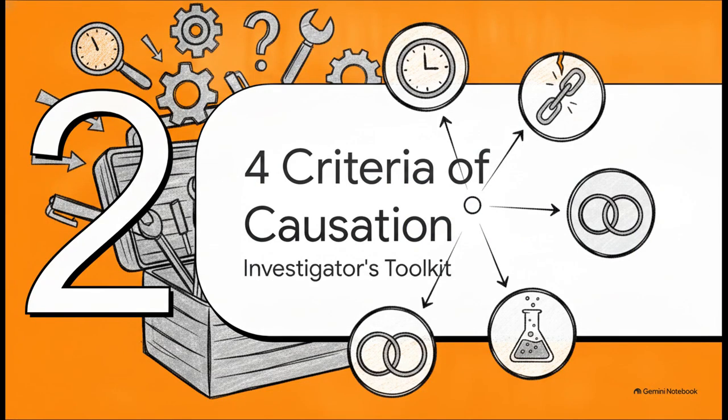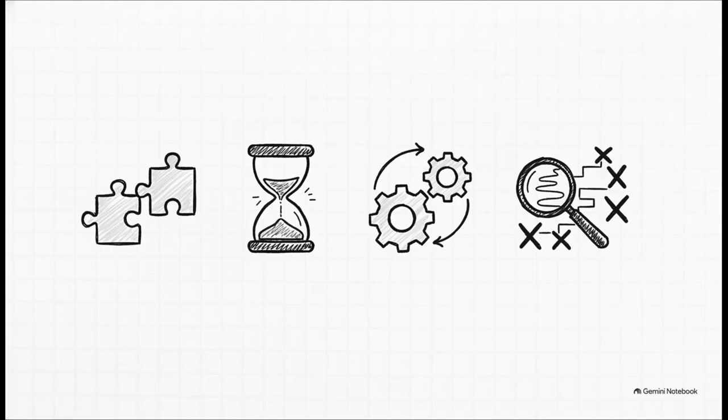Okay, let's dive right into this toolkit with Part 2, 4 Criteria of Causation. Here is your high-level roadmap. To actually prove causality, 4 essential criteria absolutely must be met. Number 1, the cause and effect must be connected. 2, the cause has to precede the effect. 3, they need to occur together consistently. And 4, alternative explanations absolutely must be ruled out. If even one of these pillars falls, the whole claim of causality just comes crashing down.